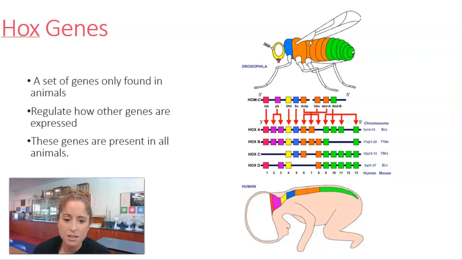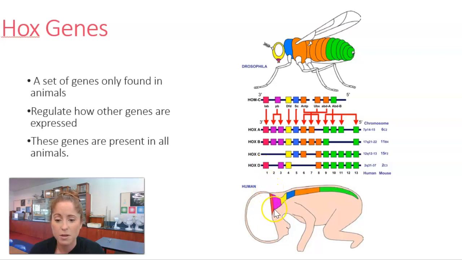And so these genes, while they are present in all animals, are not in the same place in all animals. For instance, in this fruit fly, this is a Drosophila, these Hox genes are all found on the same chromosome, whereas in humans and mice, they're found on different chromosomes. But they still lay out the same body plan, and the actual sequences of these genes are almost identical in all animals and cause the same exact thing to happen.